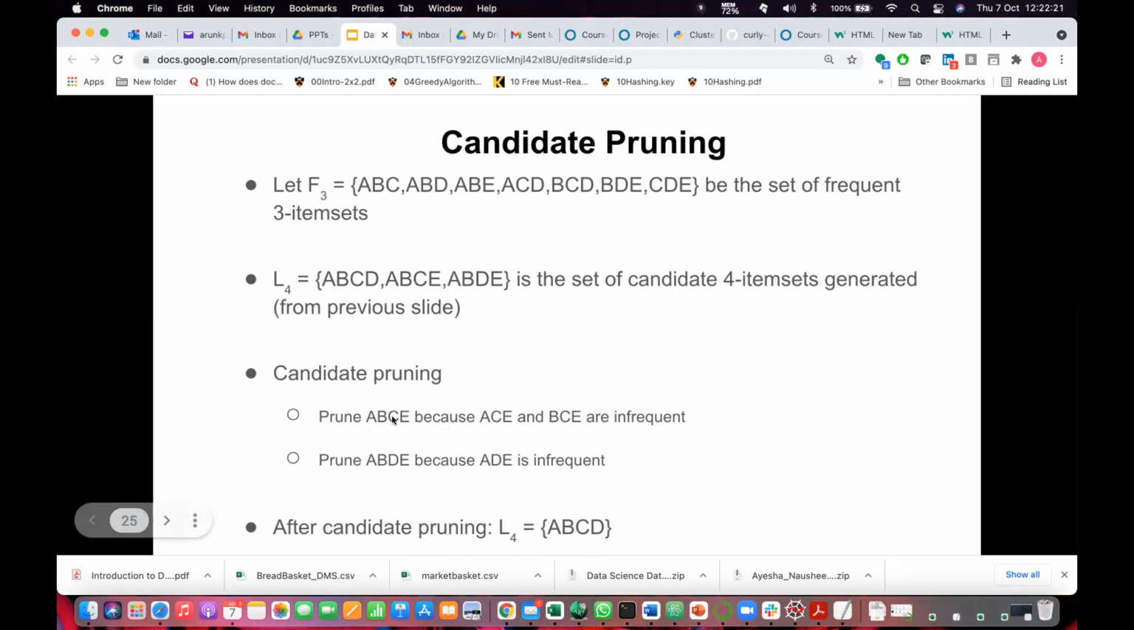You understood why they are removing ABCE and ABDE? Will they check their subsets, or will they check the support count of ABCD, ABCE, and ABDE in the database directly? No, they need to check subsets first, right? By eliminating one element from ABCE, you get ACE. By eliminating one element, you get subsets of size 3. Whether they are there in F3 or not, that is what you're checking here.